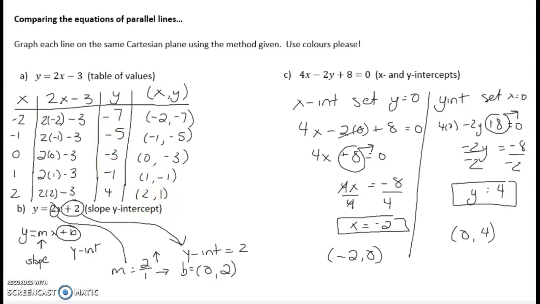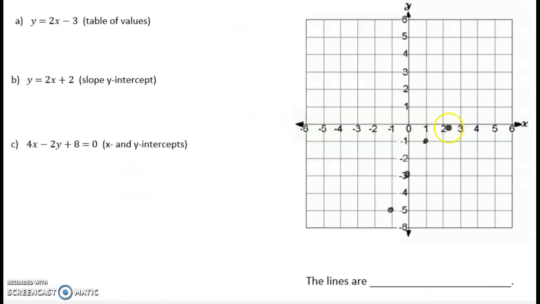Last one. And x is 2, y is plus 1. I made a mistake here. This should have been positive 1. Okay, 2 and 1. x is 2, y is 1. Okay, so I'm going to draw this as best I can.